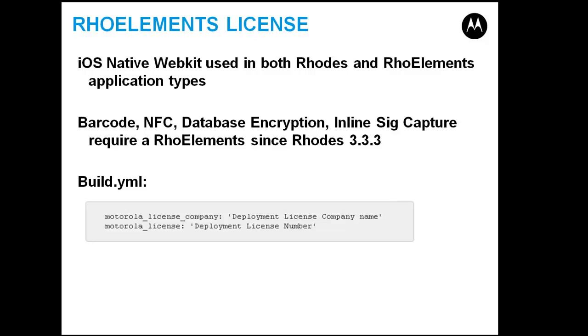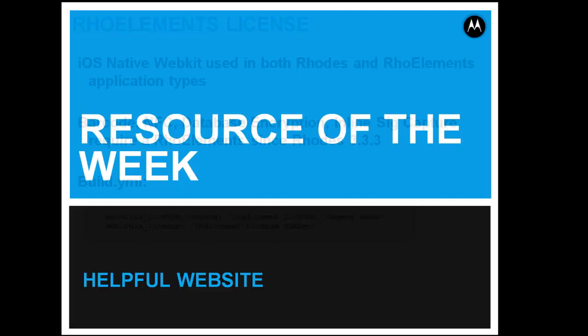Okay. If you want to use certain APIs like barcode, NFC, database encryption, inline signature capture, those do require a RhoElements license since 3.3.3 version of Rhodes, and in that case, you would need to provide the deployment license information in your build.yaml, and then this way it's going to package up the application with the license. Okay, and again, that's only if you want to use these APIs that are RhoElements add-ons to iOS. Otherwise you have other APIs available to you.